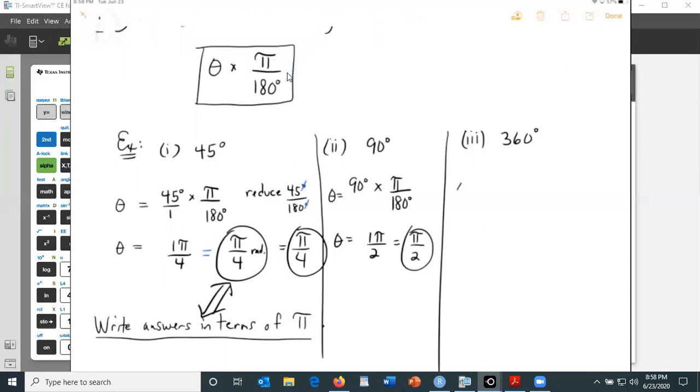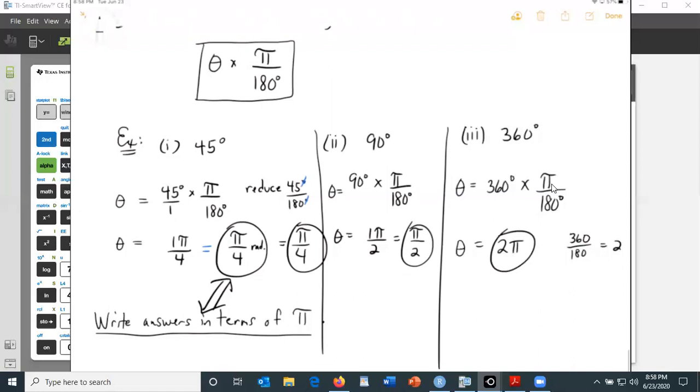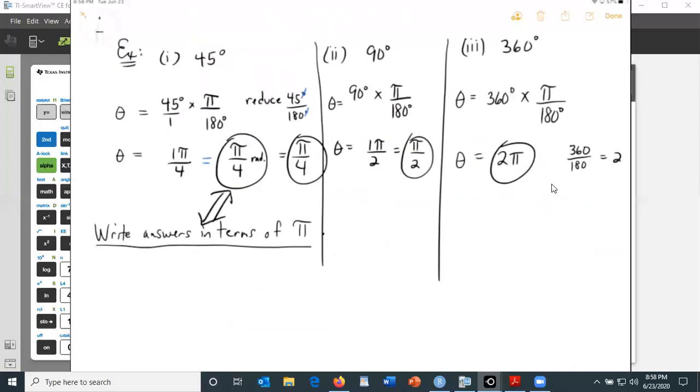Let's do 360. So you would do 360 times pi over 180. Now remember, ignore pi here when you reduce. All right, just reduce 360 over 180. That's 2 over 1, or 2, which gives me 2 pi. All right, because 360 over 180 is 2. So 2 pi radians is 360 degrees. All right, notice all my answers are in terms of pi.